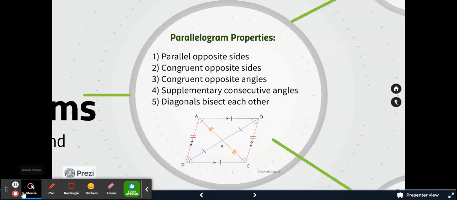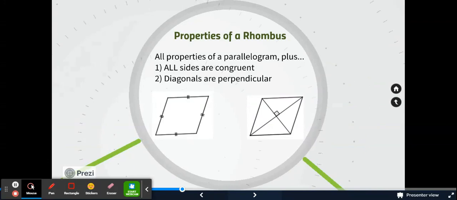But now let's look at a rhombus. Let's see what makes a shape perhaps qualify as a rhombus. So a rhombus has all the properties of a parallelogram plus 2 additional properties. First of all the sides are congruent. And you can see on this diagram here, all of these sides are congruent.